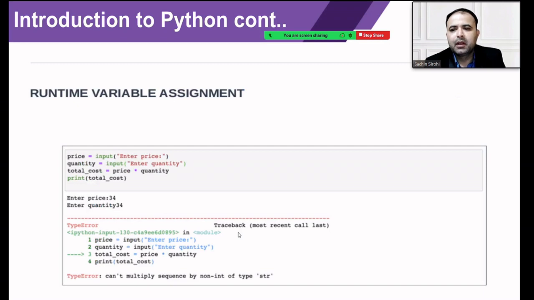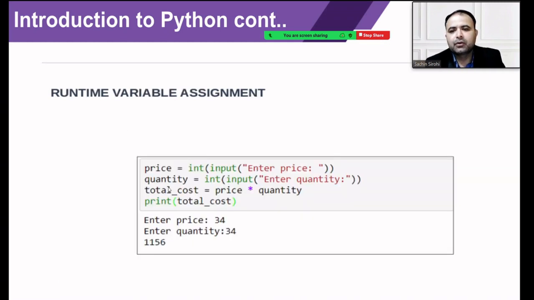Now, runtime variable assignment. How we can input the value at runtime, I have already discussed. Like how we can input the price, how we can input the quantity, how we can multiply them, and how we can print them. But it will give an error. The reason is that the input is non-integer. So we have to do explicit typecasting: convert the price into an integer and the quantity also into an integer, then multiply the quantity and the price. Then it will print the total cost.